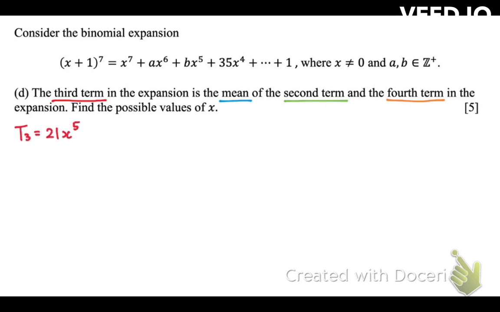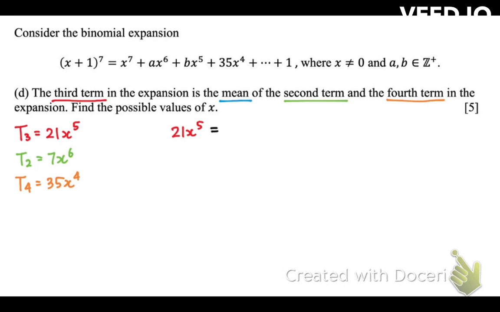The third term is 21 times x to the power 5, as we found in part B. The second term is 7x to the power of 6. Okay, we found the value of A earlier to be 7. The fourth term is already given. It's 35 times x to the power of 4. Now, if I combine all of these things together, I know that the third term is equal to the mean of the second and fourth term.